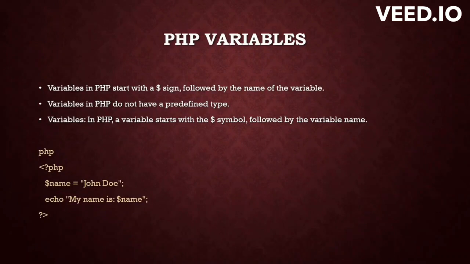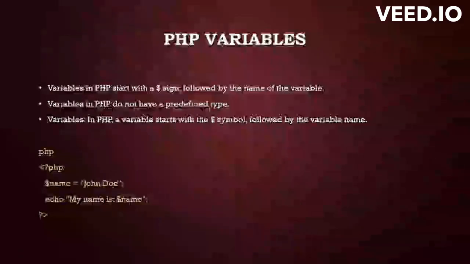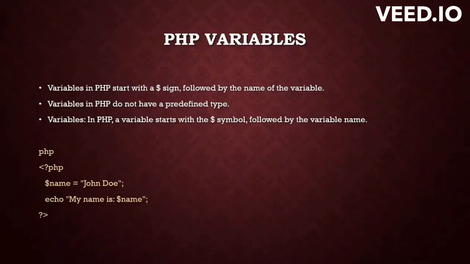Let us initialize a variable called name. To initialize a variable we define it with a dollar sign. So here we use $name for John Doe, and then we print this name with the echo function. My name is, and then dollar name, and name is that variable which is initialized by the use of the dollar sign.